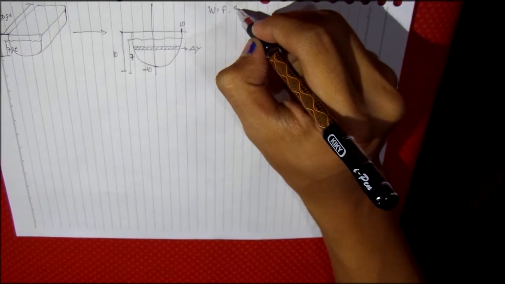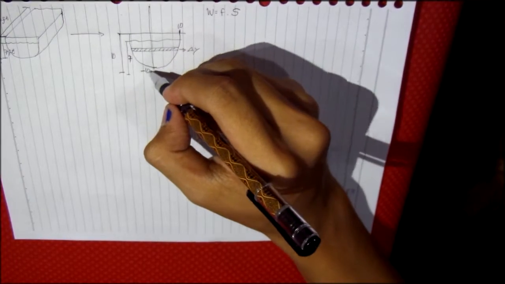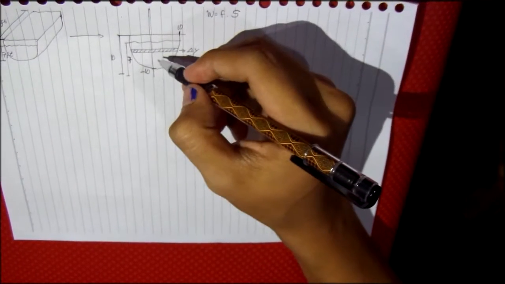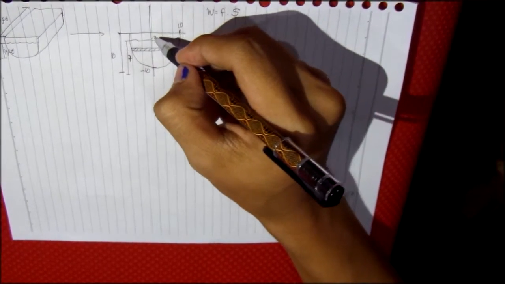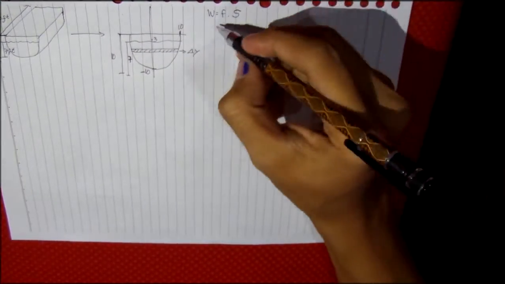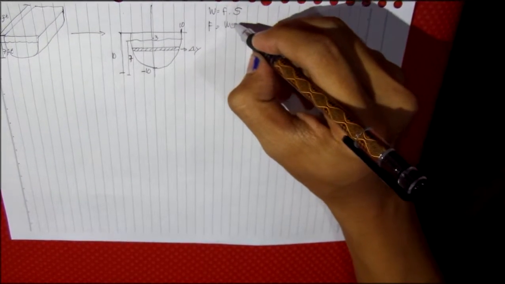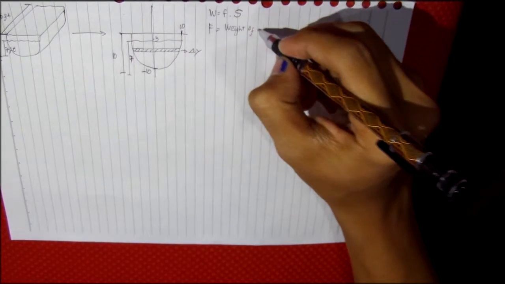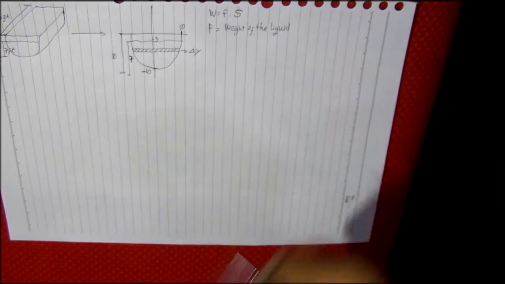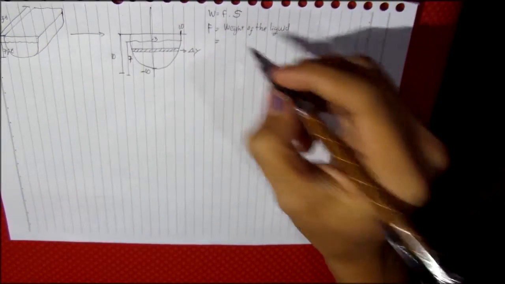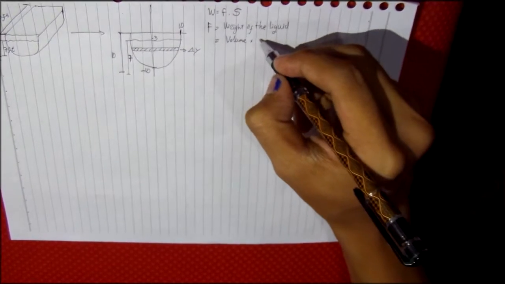But in the formula, we must calculate the distance. The distance moves from minus 10 to minus 3, so we can put minus 3 here as y. And the force is the weight of the liquid. From the formula or properties of the definite integral, we have the order of this equation: the volume, a constant, times the density.